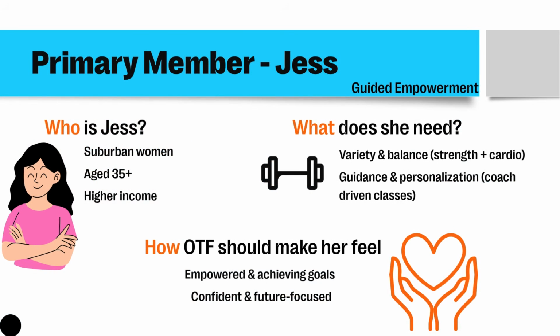Okay, this is an example of our primary member. We call her Jess. Jess is a suburban woman, age 35 plus, higher income, and then we talk about what she needs: she needs more variety and balance. She needs more guidance and personalization. Ultimately, she's looking to be empowered in achieving her goals and feel confident and future focused.